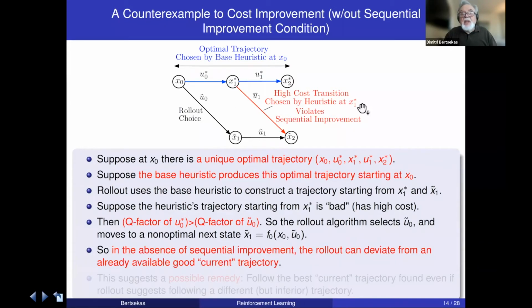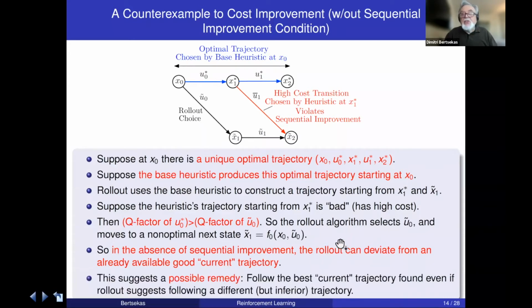And what's happening here is sequential improvement is not satisfied. The Bayes heuristic gives smaller cost than all the Q factors. So in the absence of sequential improvement, the rollout algorithm can take the wrong turn. It can deviate from an already available good trajectory.